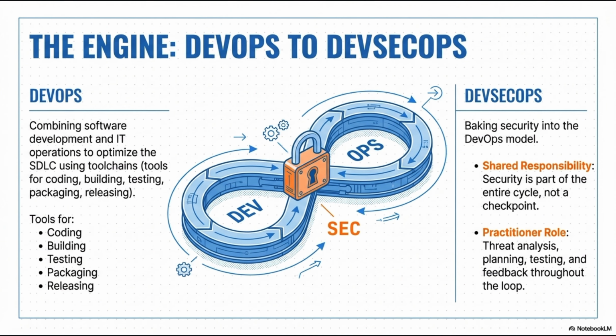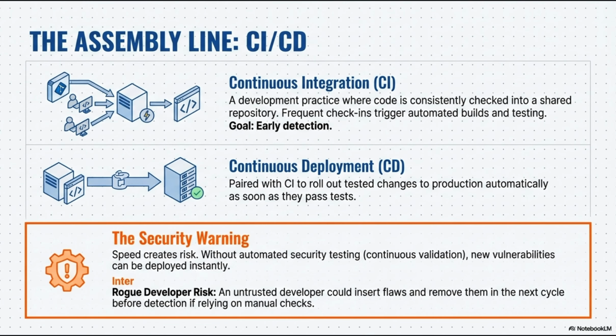And you're going to have threat analysis, planning, testing, and feedback throughout the loop of development. Now, the assembly line is CI/CD. So these are two schools of thought. CI is continuous integration, which is a development practice where code is consistently checked into a shared repository. Frequent check-ins trigger automated builds and testing.